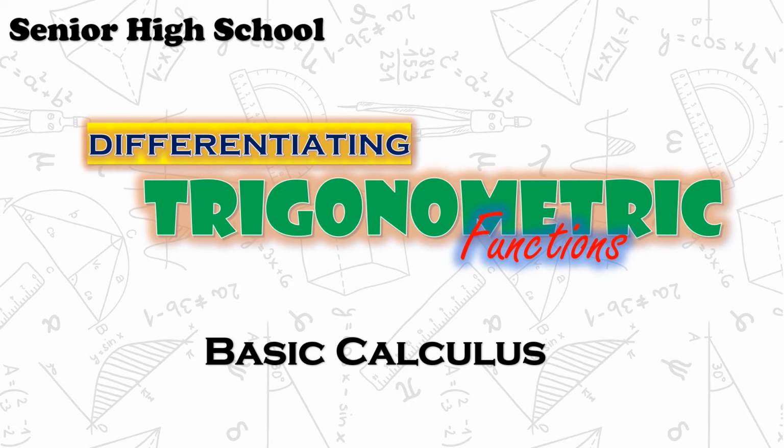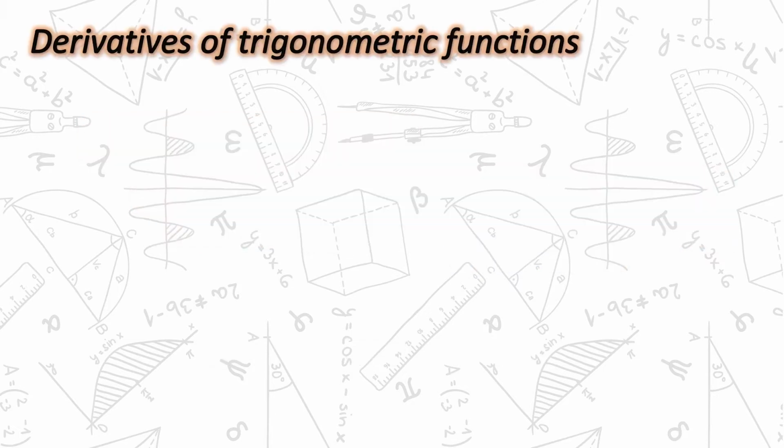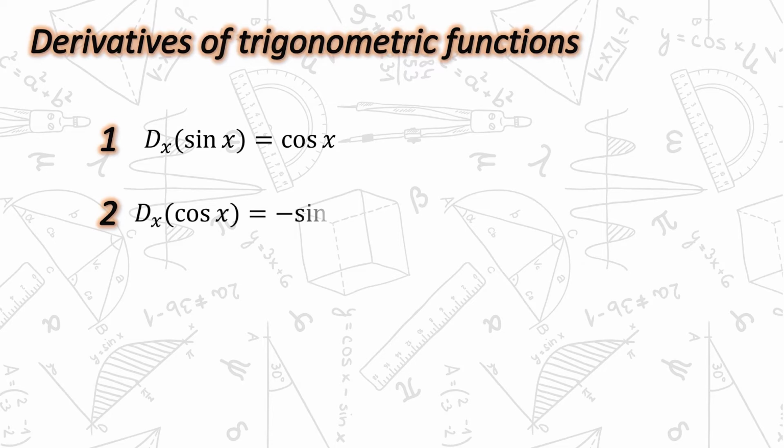Let us have differentiating trigonometric functions. The following are the derivatives of the 6 trigonometric functions. Number 1, we have the derivative of sine x equal to cosine x. Number 2, we have the derivative of cosine x equal to negative sine x.